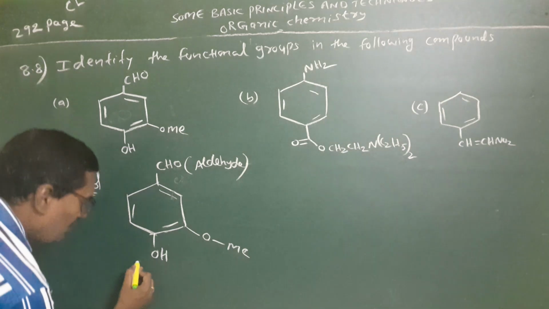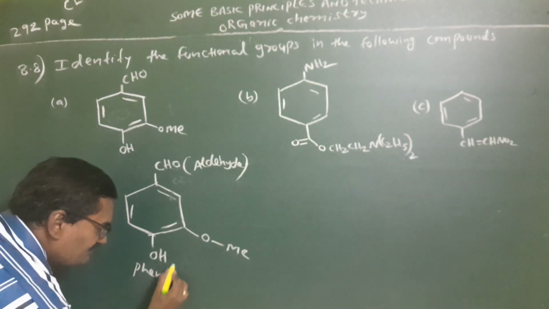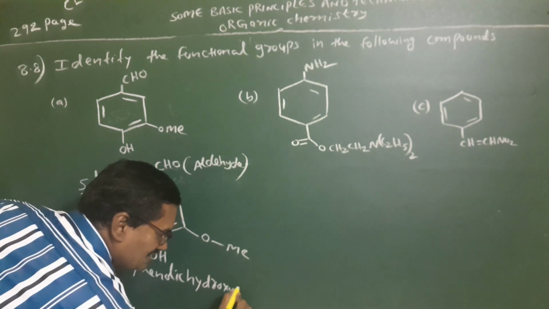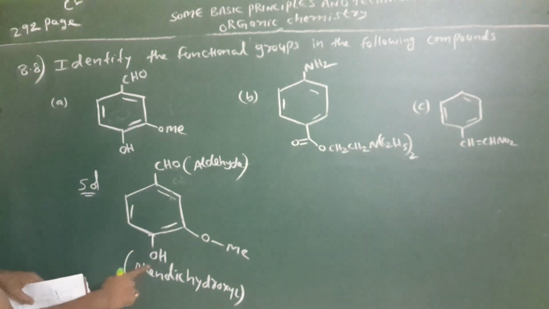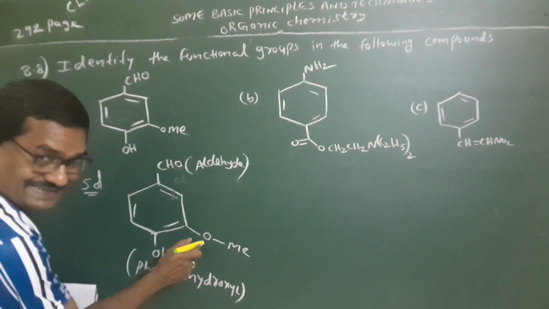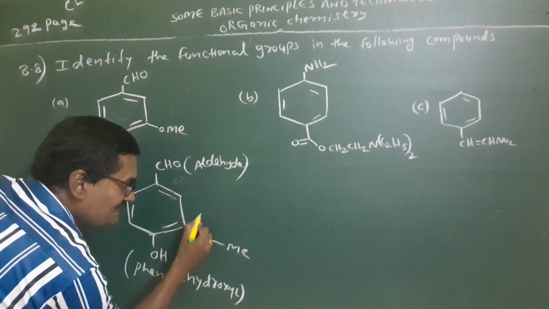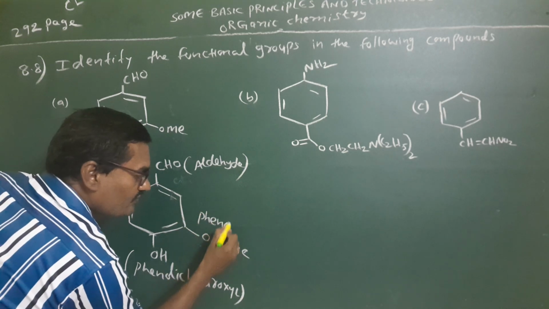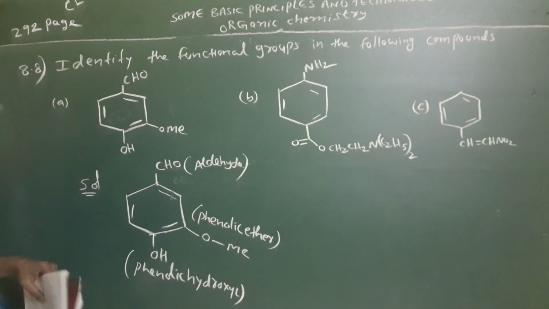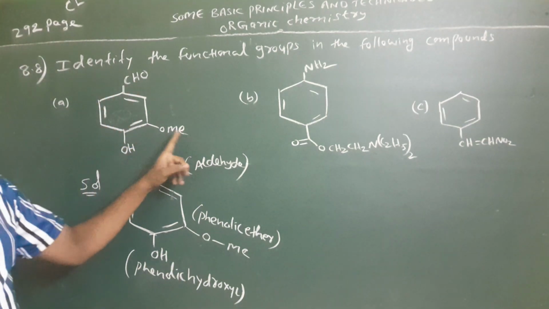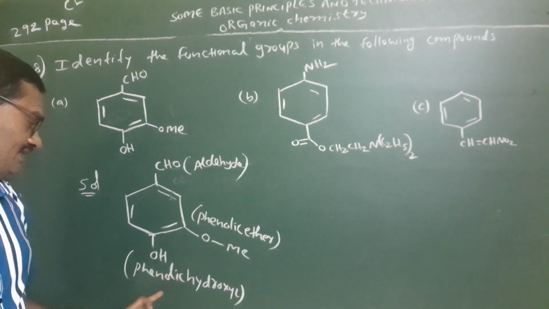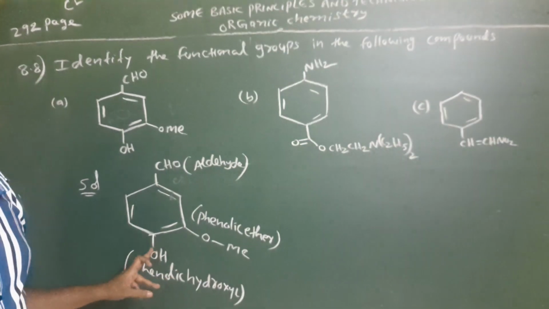Second one, OH, so phenolic hydroxide. This group is phenolic hydroxide. Next one, O means ether. So this ether is phenolic ether. So the compound CHO-OH-OMe contains aldehyde, phenolic ether and phenolic hydroxyl group.